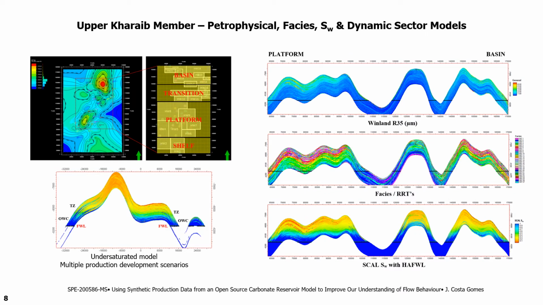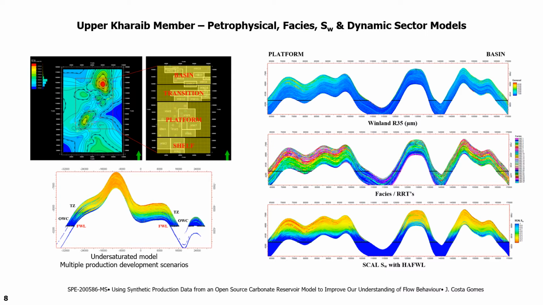Continuing on, showing you here, top right is the Winland R35. So we have modeled the pore throat size distribution generally, capturing large pore throat size depicting grain-supported limestone fabrics in the topmost part of the reservoir, mainly in the platform and basin, and mud-supported limestone fabrics with smaller pore throat sizes in the base of the reservoir. And this is typical characteristics of the region for this upper chloride member.